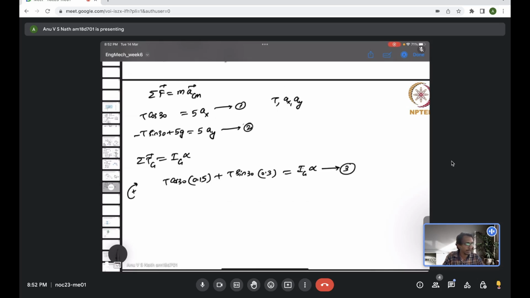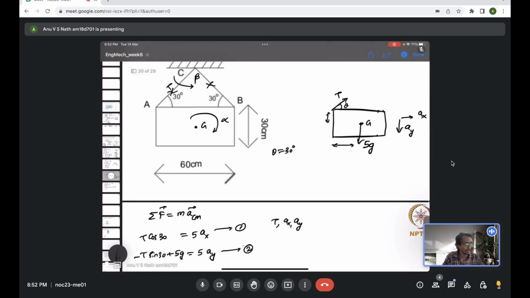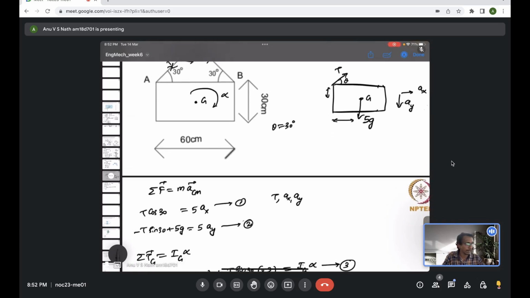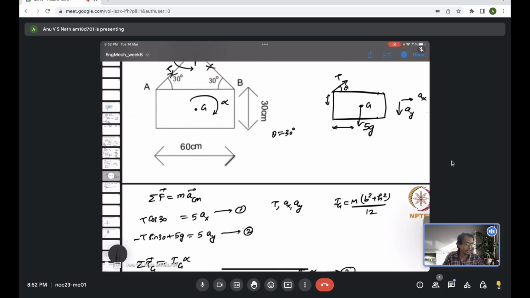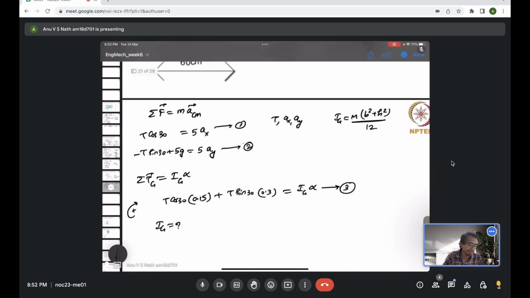So here T is an unknown and alpha is an unknown, but again Ig came, so we need to know what is Ig. That is the moment of inertia of this body about the center of mass G. Now I mentioned earlier, Ig will be m times (B square plus H square) divided by 12. Now remember here breadth B is 30 centimeters, height is 60 centimeters, so just square them and convert them to meters before that. You will get an Ig value.